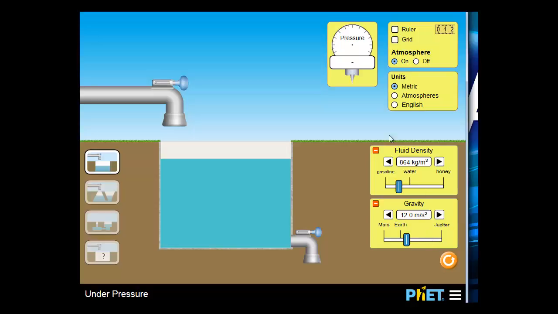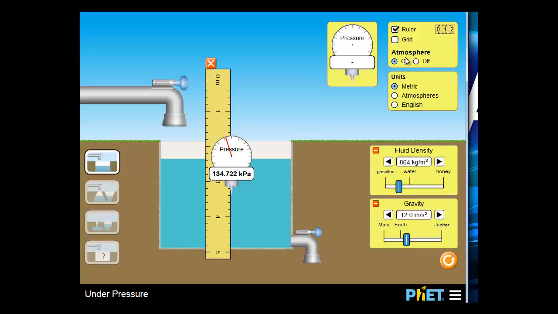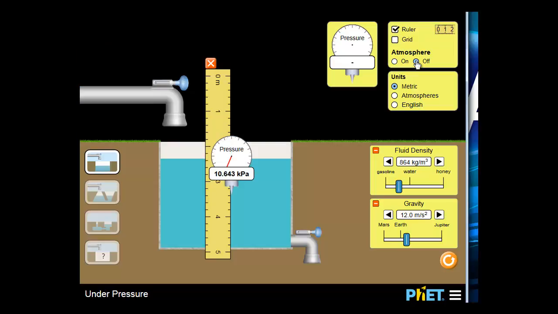Now as we move up, we can see that by activating our pressure, we click and drag over to our fluid. We will be needing our ruler for this experiment, so go ahead and click the ruler box. We also will not be using atmospheric pressure, so go ahead and turn that off. We will only be focusing on our fluid pressure.